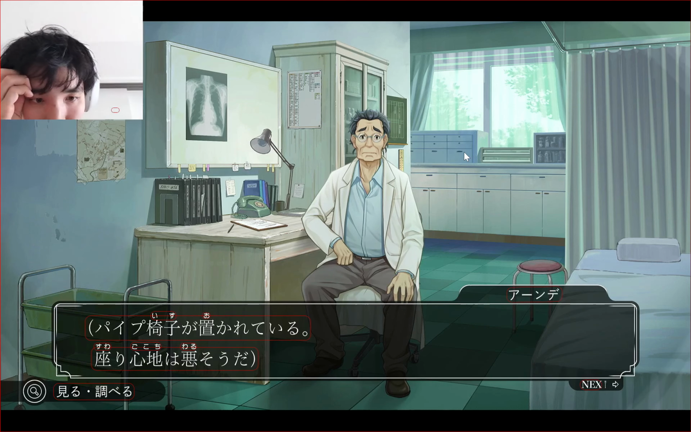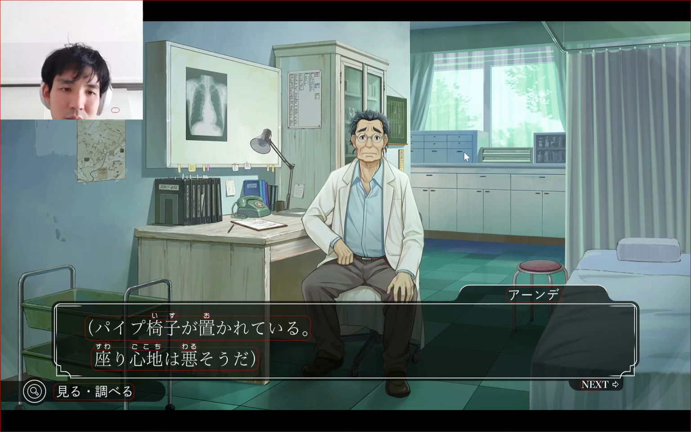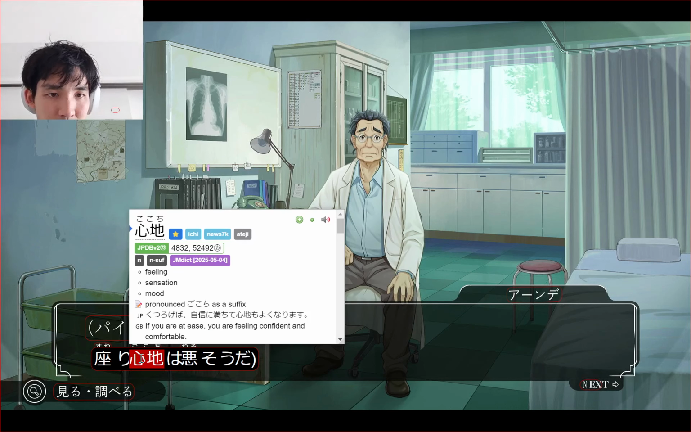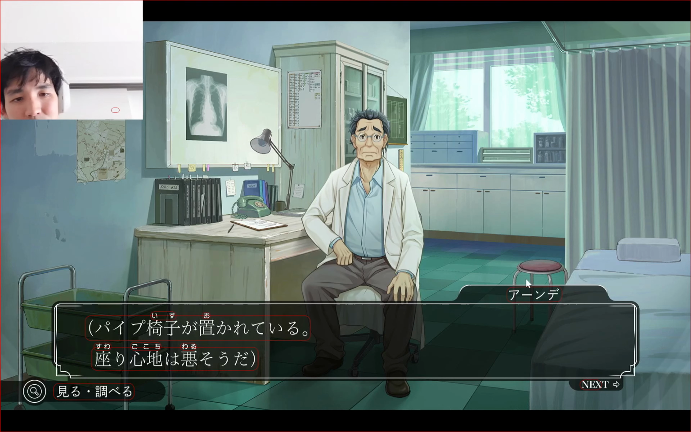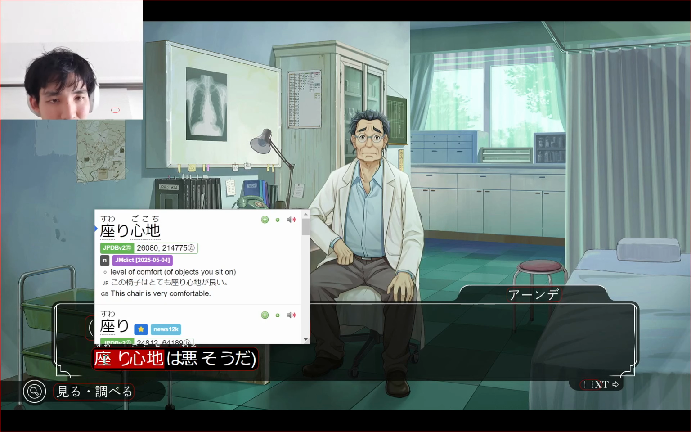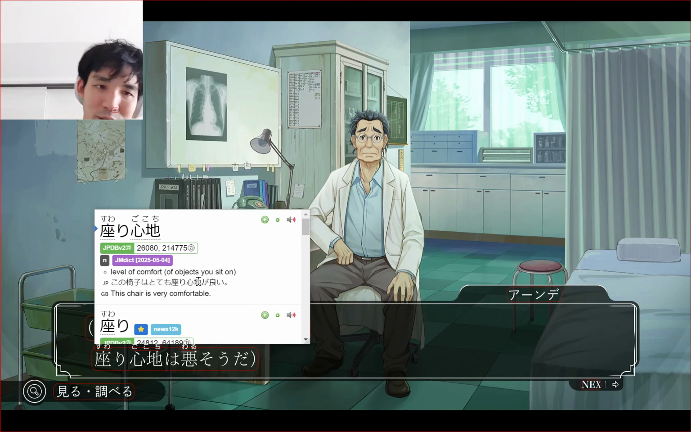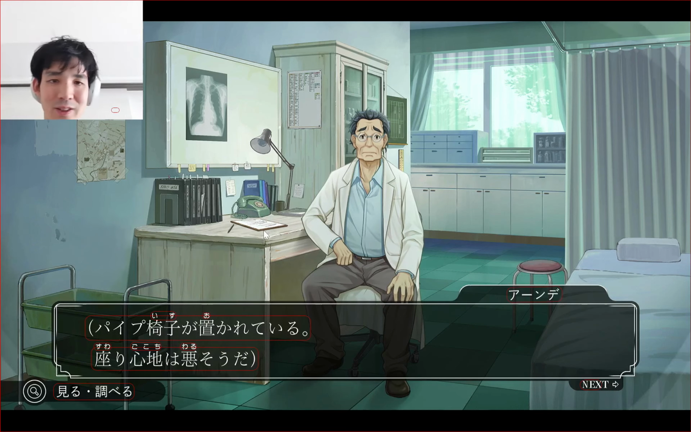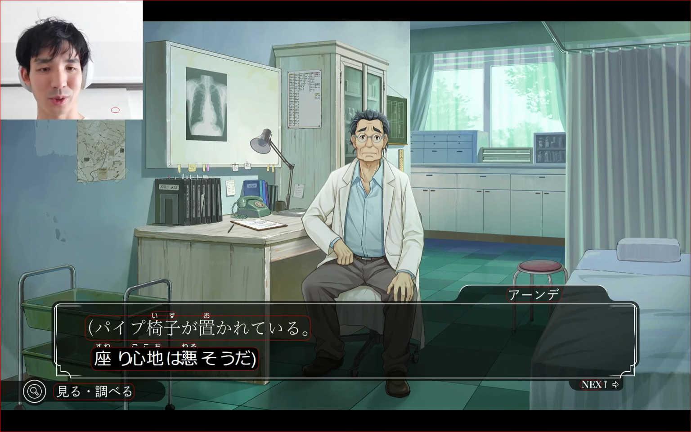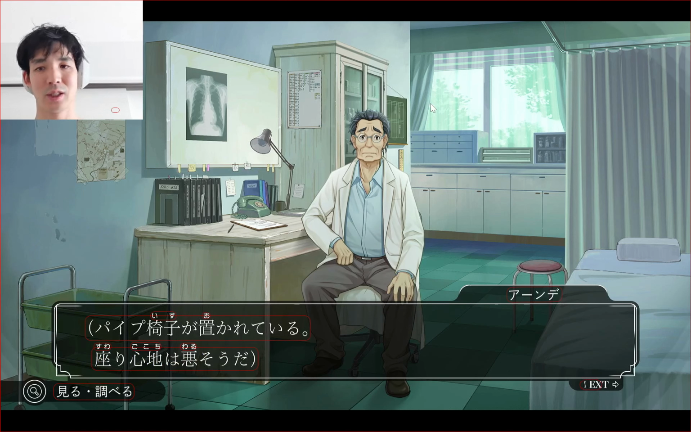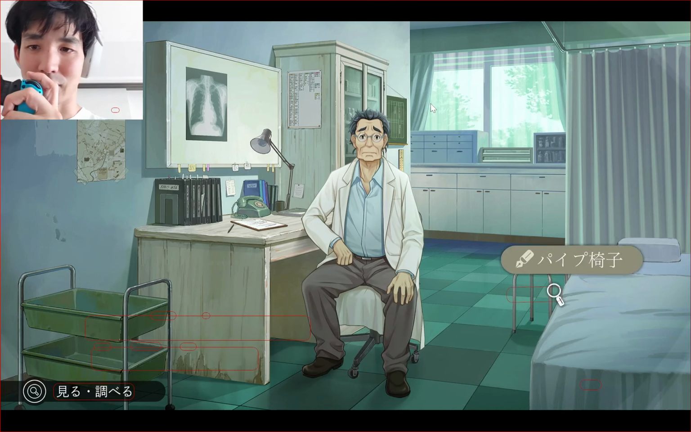Suwari kokochi wa warusou da. Kokochi is a feeling, so suwari kokochi is the seating feeling. That looks uncomfortable. Suwari kokochi is the level of comfort of objects you sit on. I said way too many things in the flashcard. Warusou, it looks. We're learning so a lot. Warusou da. Okay, what else can I look at?